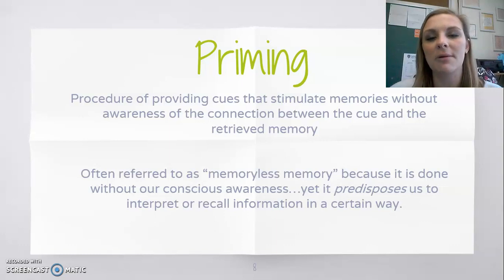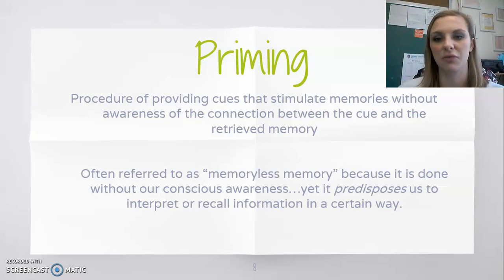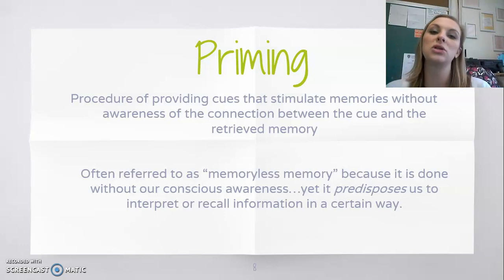I have set you up to think a certain way without you really even knowing that's what I was setting you up to. So I was setting up your memory to pull out B-E-A-R, how to spell bear, by just showing you a picture. You had no connection though of what you were going to need that picture for. It just kind of happened. Okay, so it predisposes us to interpret or recall information a very certain way.